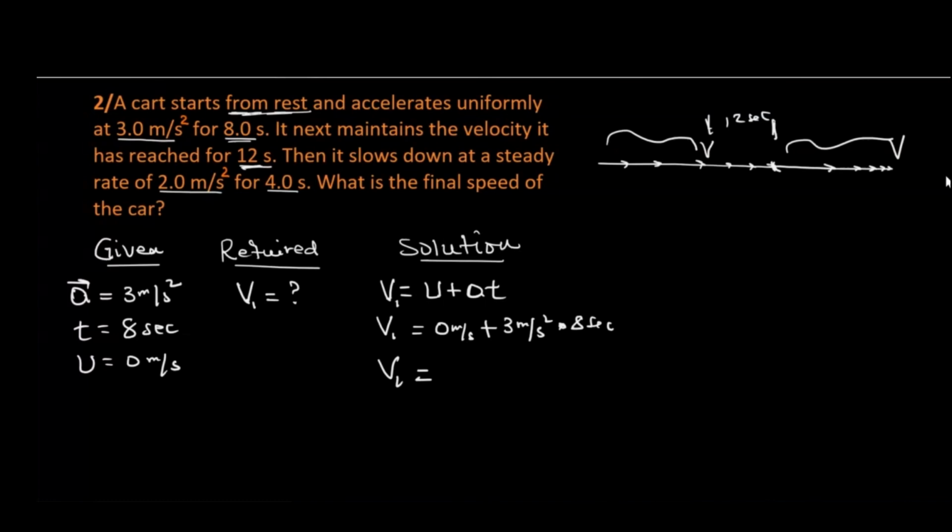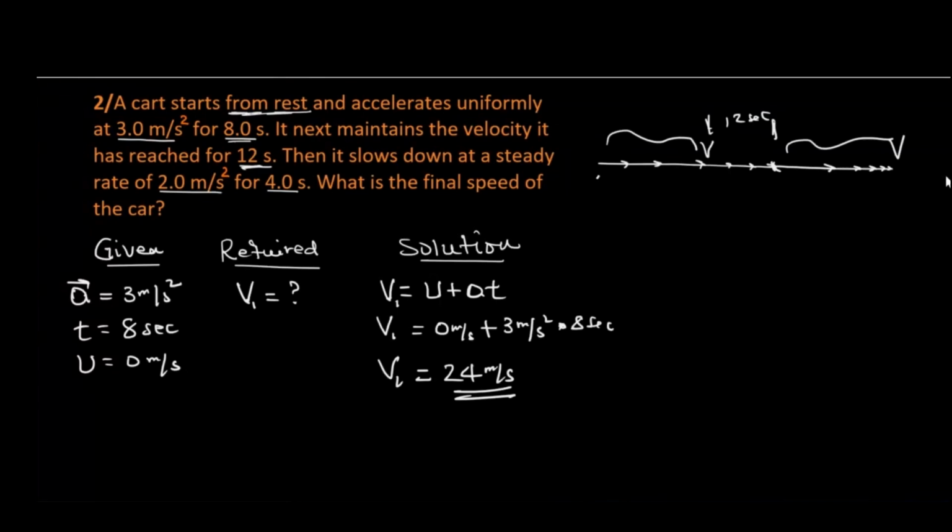So V1 is now how much? 3 times 8 is 24, right? Second will cancel with second, meters per second. All right, so remember now, this is the first trip. This one is the first trip. And it next maintains the velocity it has reached for 12 seconds.